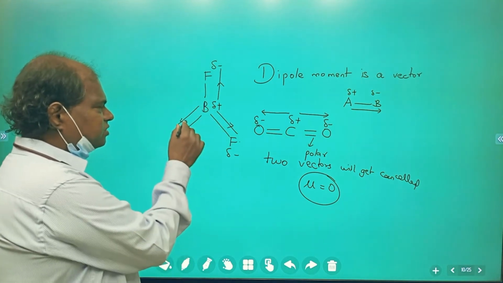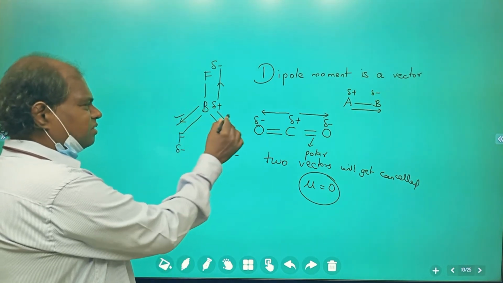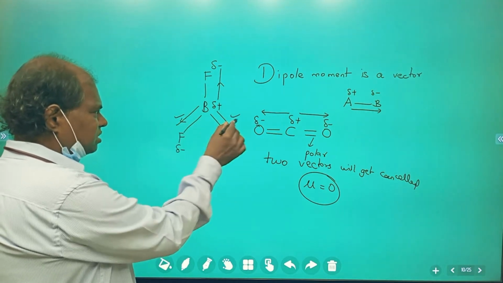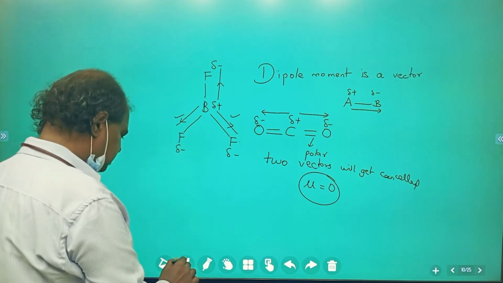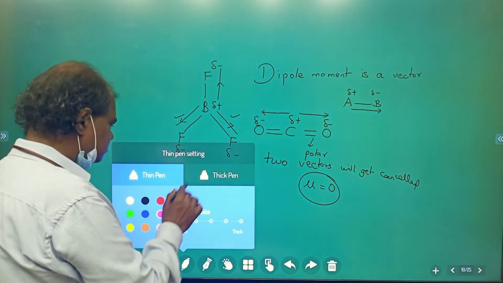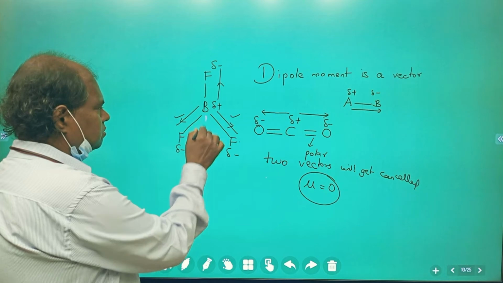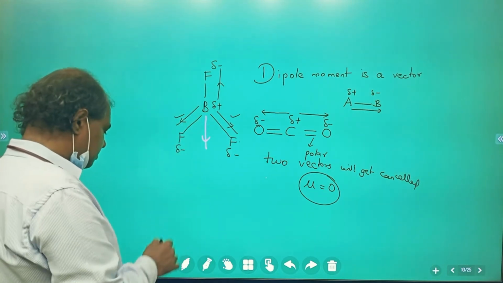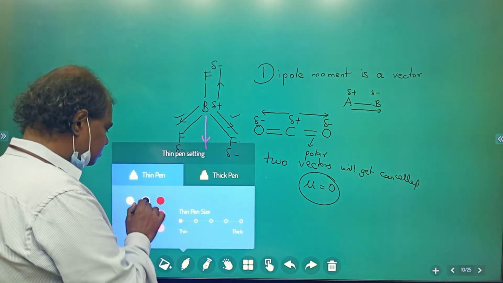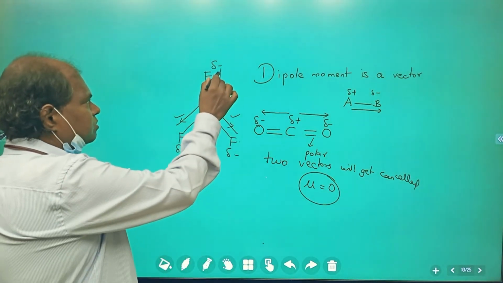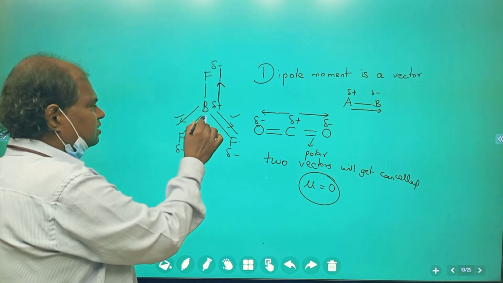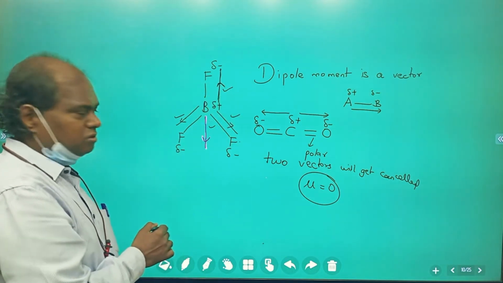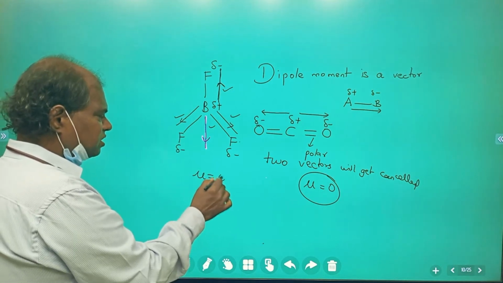If we add these three, first we'll add these two. This one and this one will add one. You will get a vector like this. Just see. If I add these two, the tick mark ones, right? I'll get a vector like this. Let me use a different color here. Can you see the tick mark ones? If I add, I'll get like this. Now what will happen? These two will get cancelled. This one and this one, right, will get cancelled. Correct? So the net dipole moment will be equal to 0.